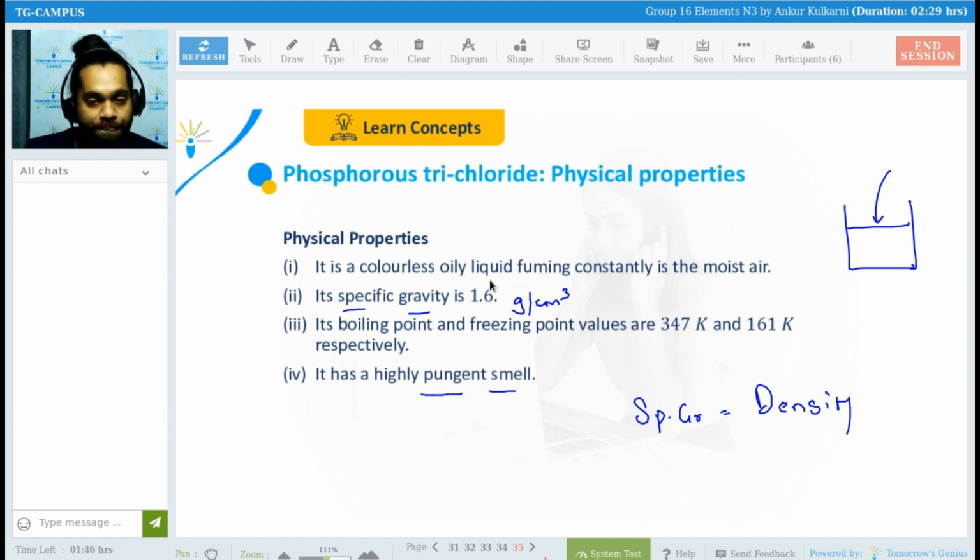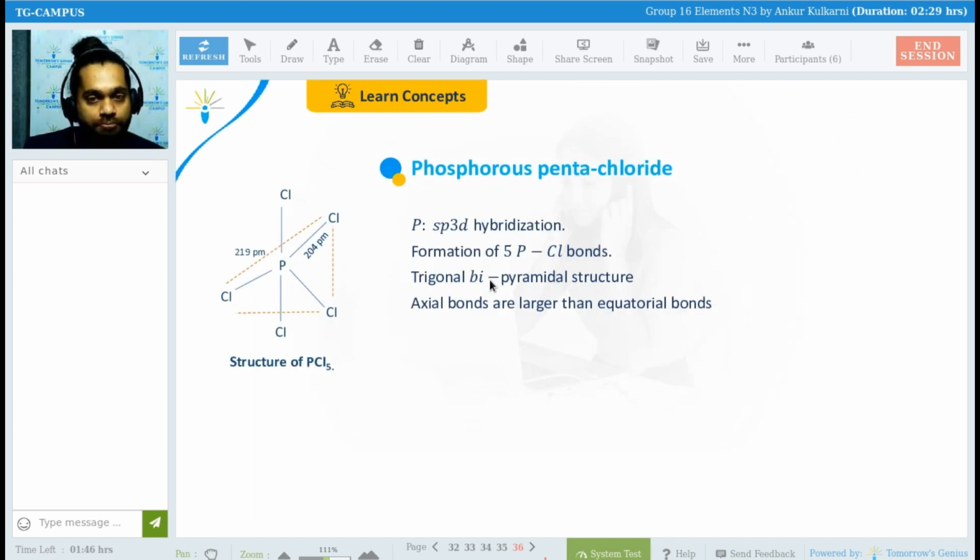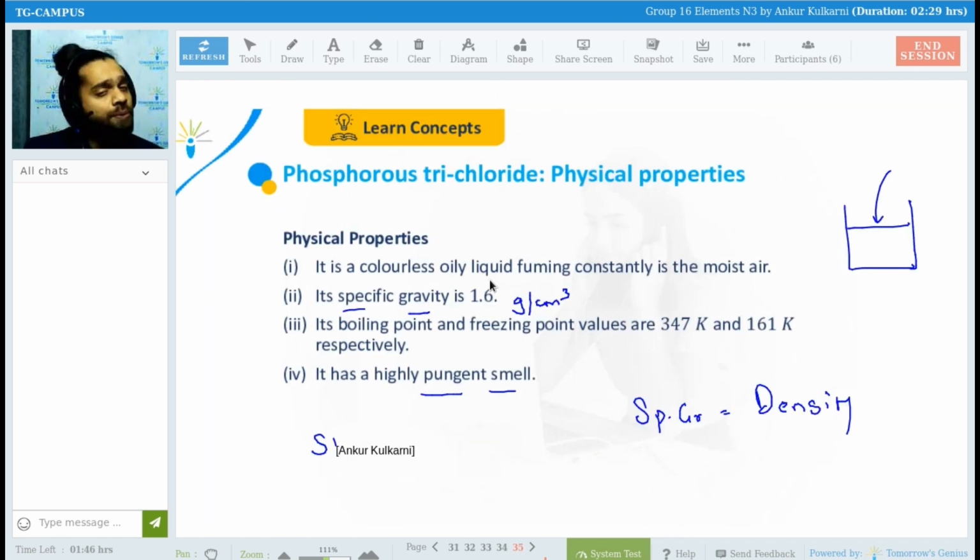It has a highly pungent smell. Now look at this: PCl5, sp3d hybridized. What is the geometry? Yes, Sashidharan, Anthony, Prashanti. What is the geometry of PCl5? That is sp3d. Pyramidal, is it? That was PCl3, Prashanti, not PCl5. PCl5, sp3d.